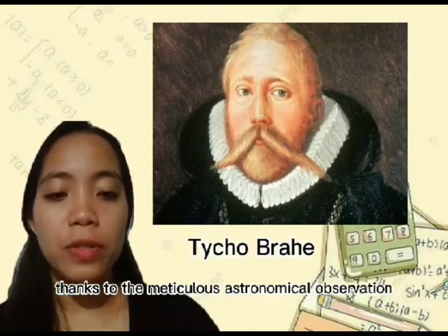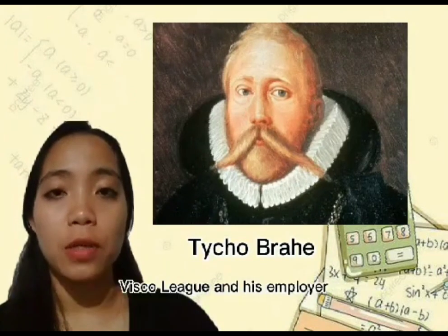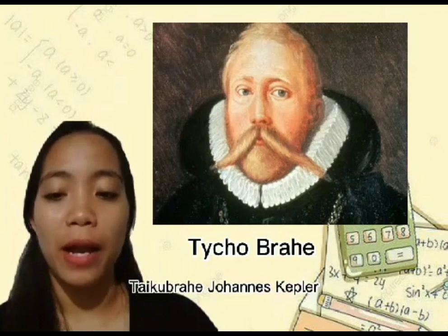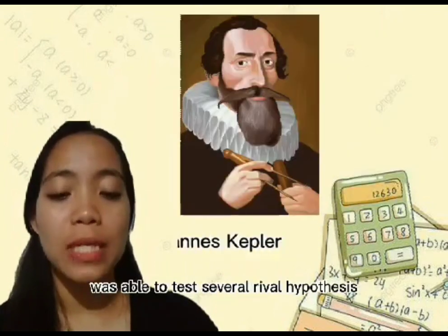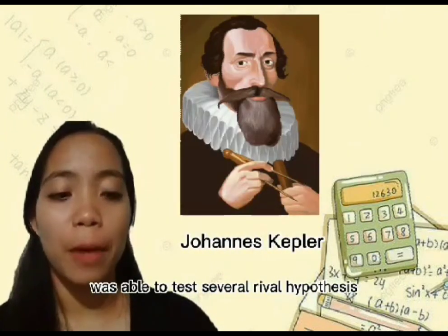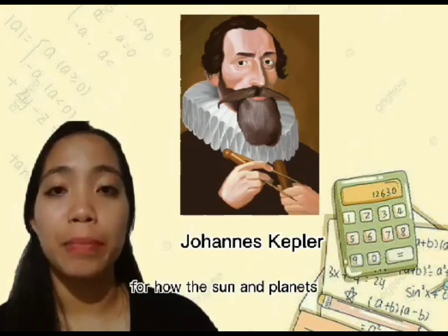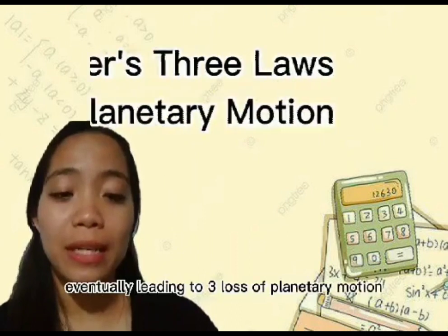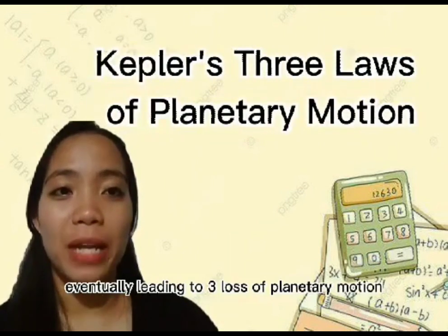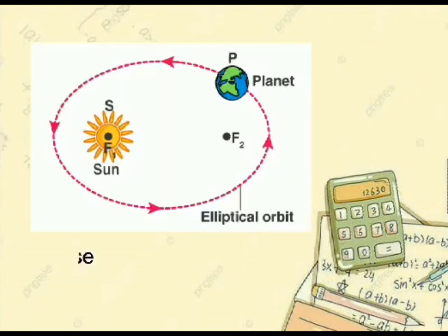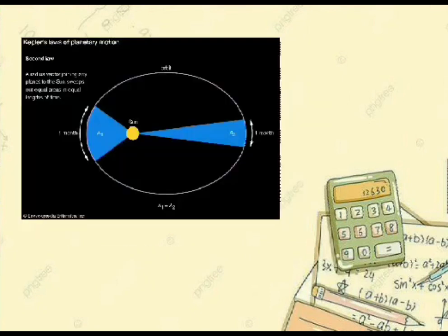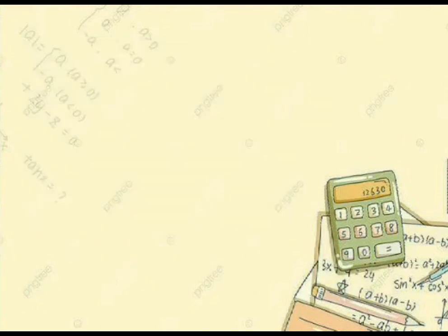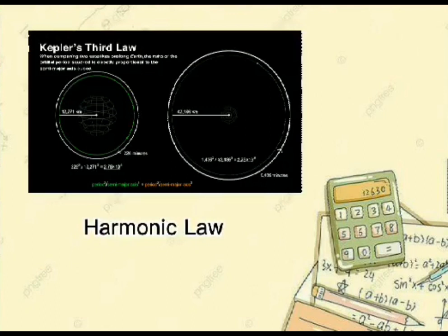Thanks to the meticulous astronomical observation of his colleague and his employer Tycho Brahe, Johannes Kepler was able to test several rival hypotheses for how the Sun and planets are arranged in the solar system, eventually leading to his three laws of planetary motion: law of ellipses, law of equal areas, harmonic law or law of periods.